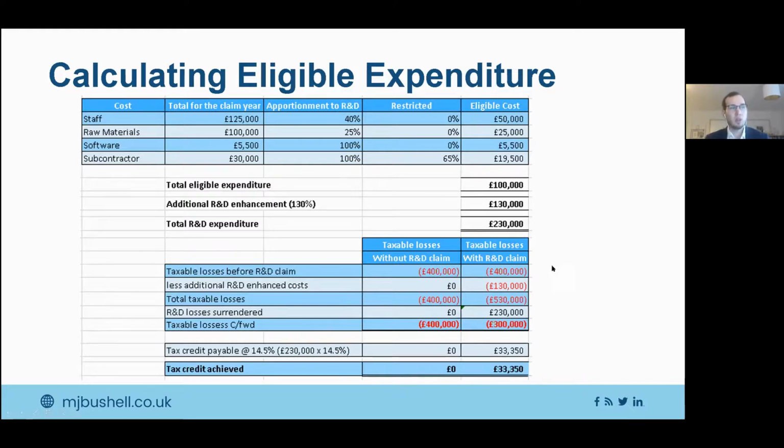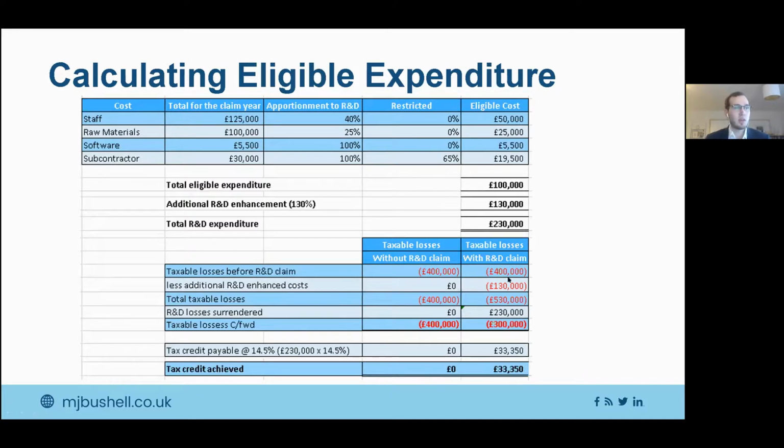However, a lot of companies want to submit an R&D claim and get a cash tax credit paid out to them straight away. And that's the option that HMRC gives loss-making companies making R&D claims. They allow the company to surrender losses. Any R&D losses can be surrendered for a tax cash credit at 14.5%.